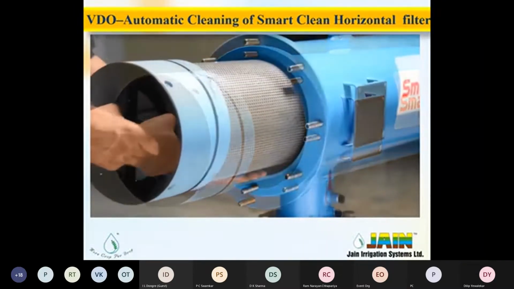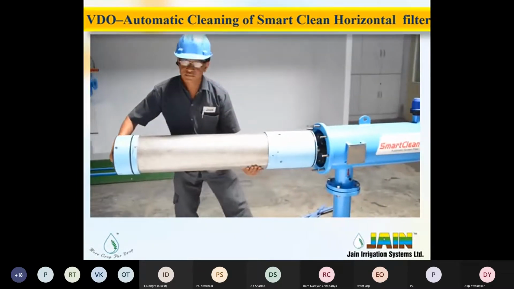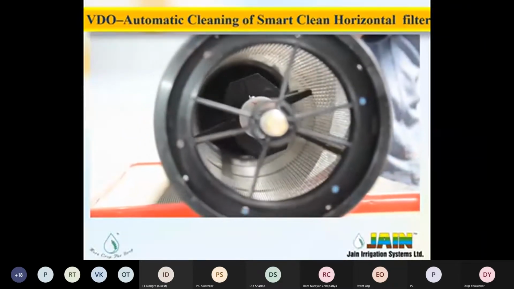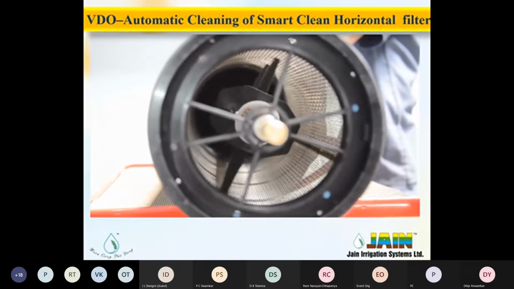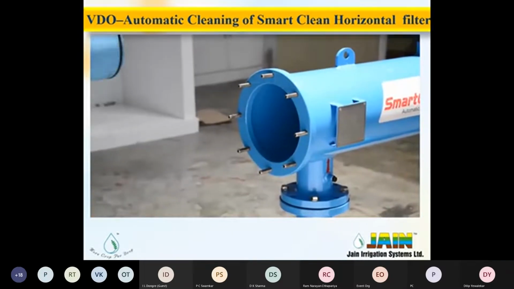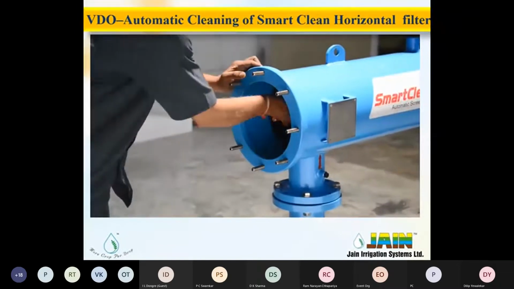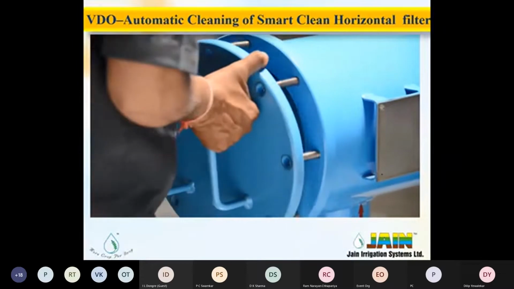So this is the screen element. This screen element has four layers of screen, one bigger mesh, then smaller mesh. The filtration level is 100 micron. That means this filter can filter water up to 100 micron level. This is a fine filter, such a fine filter we are providing.